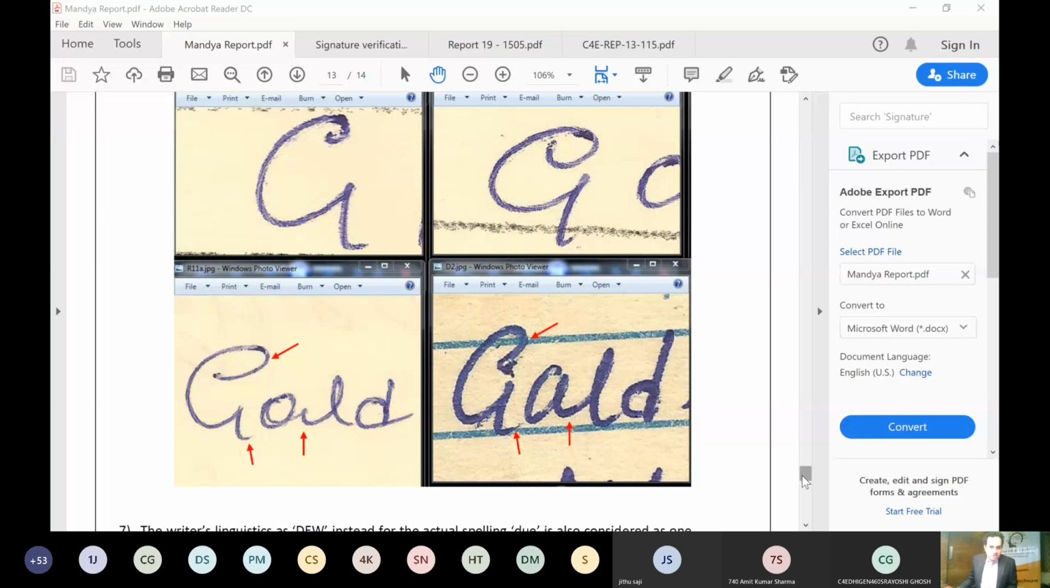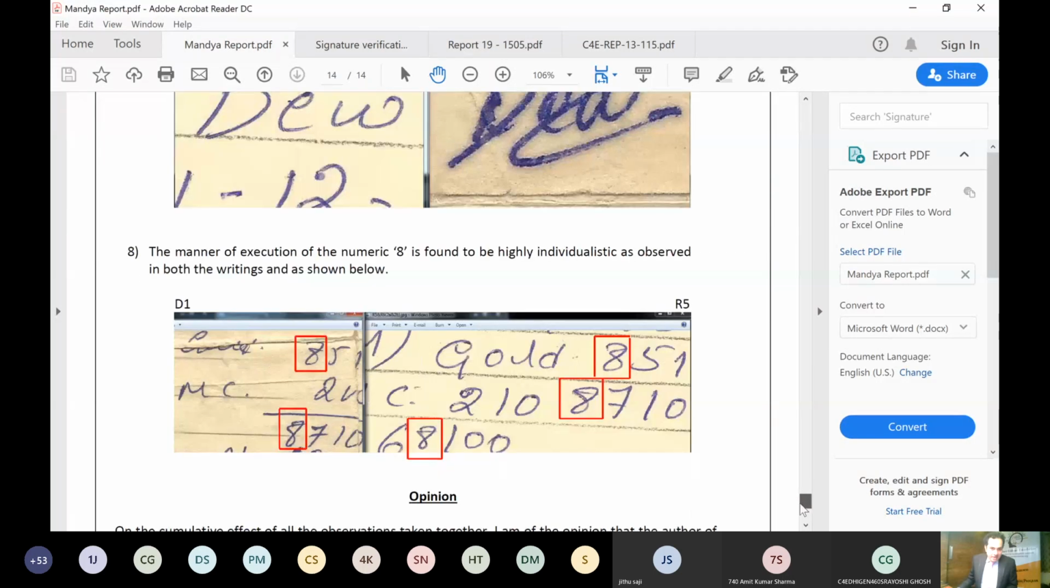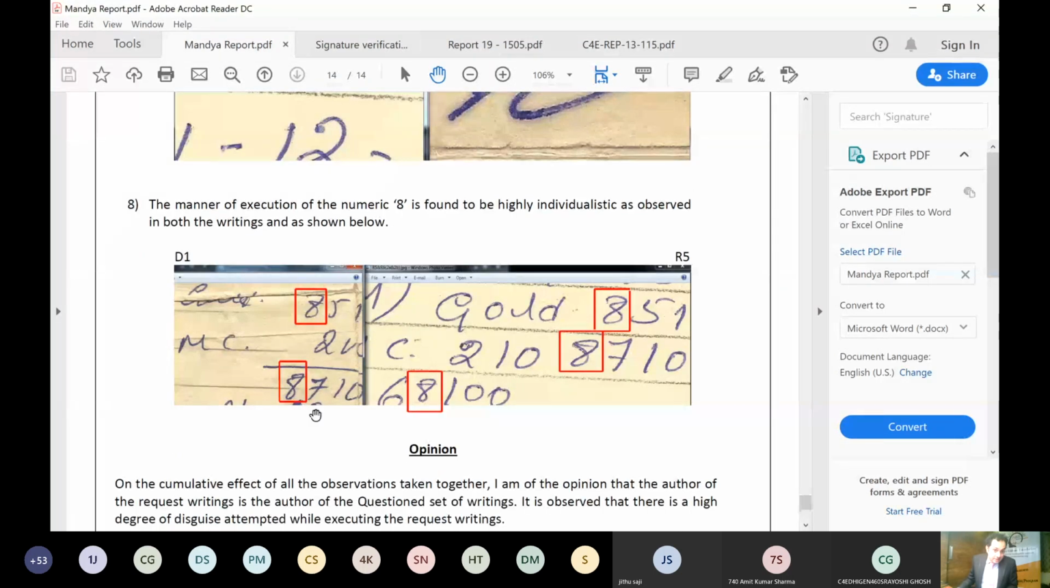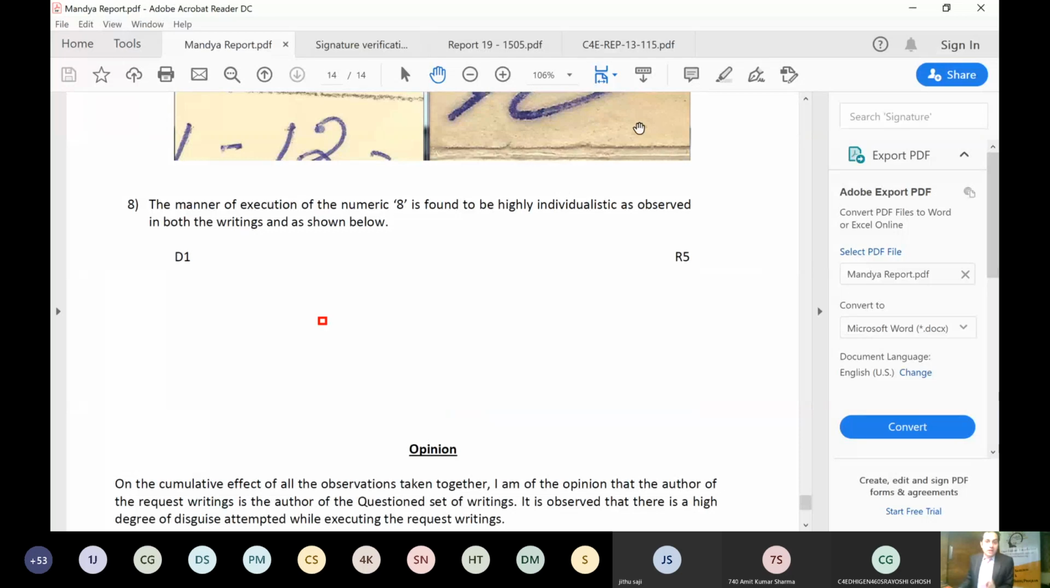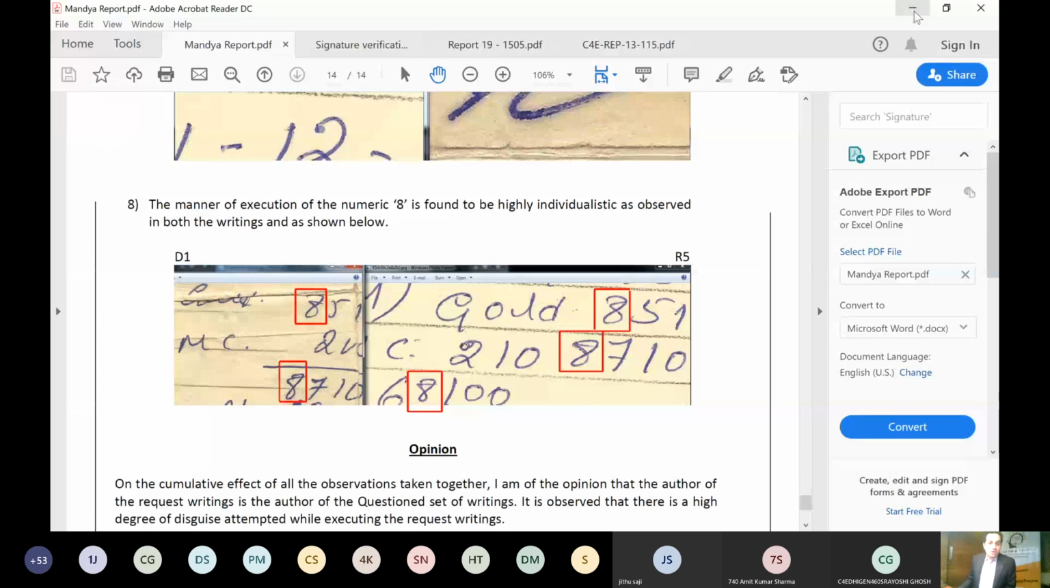The question is not just about the writing similarities, it is also about numerics. How one will execute the numerics also plays a very important role. So for this reason, numerics and linguistics are very, very important aspects of your document investigation.